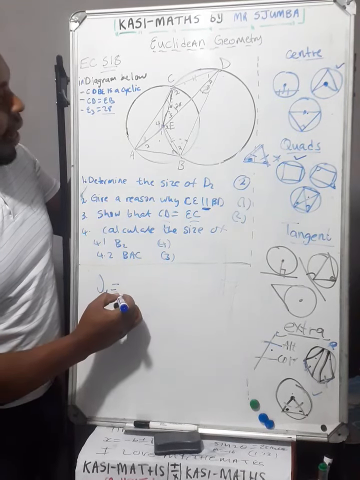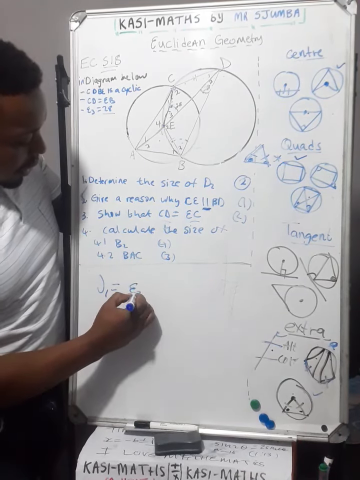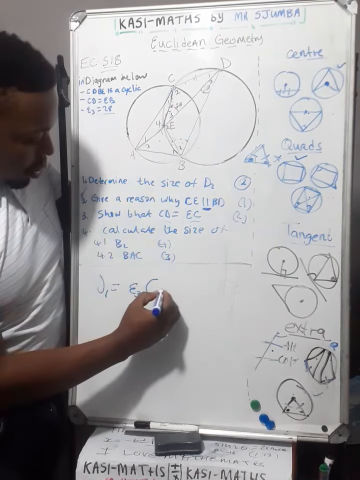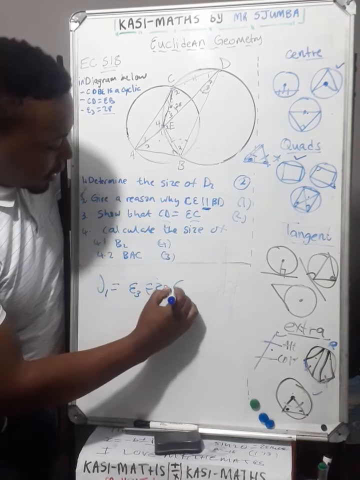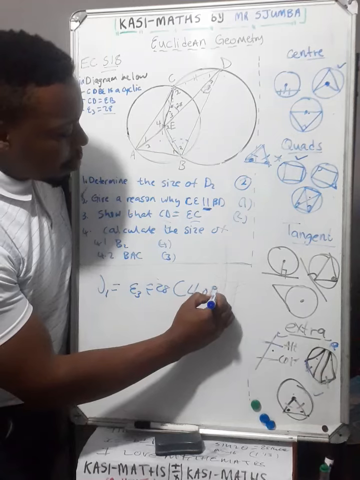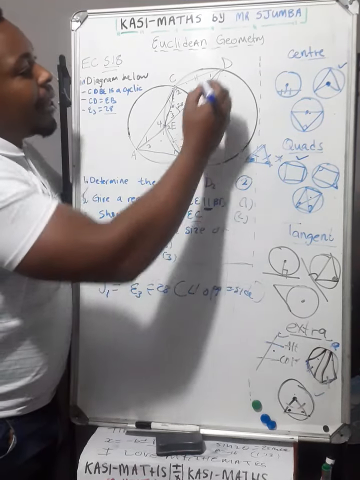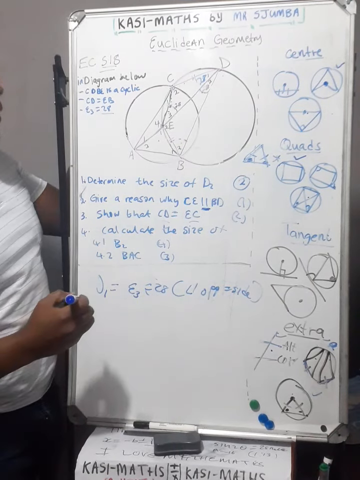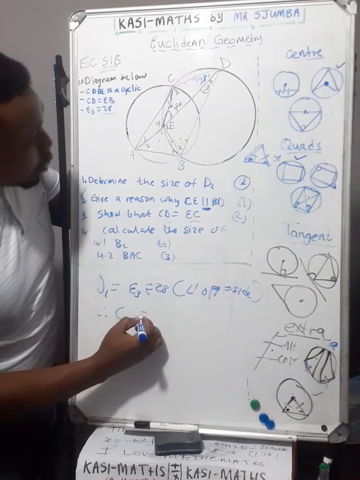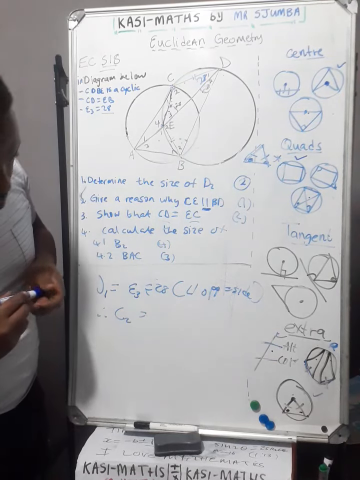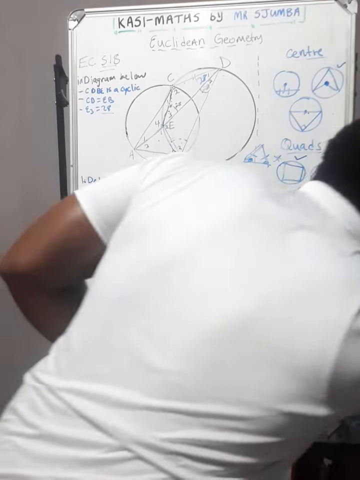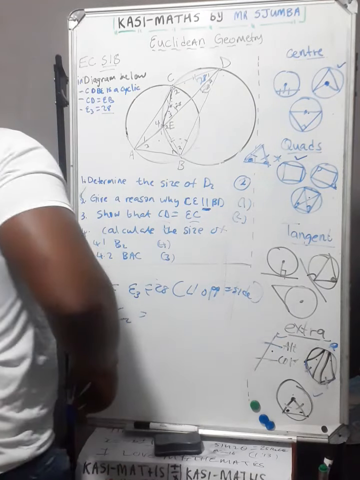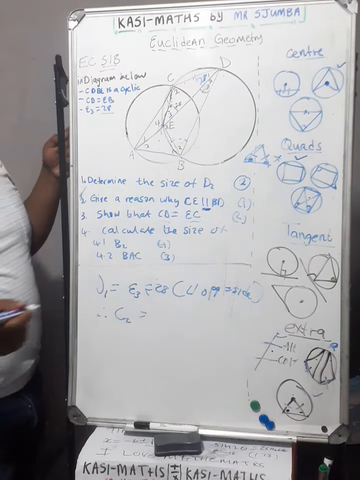D1 is equal to E3. Why do we say D1 is equal to E3? Because they are equal to 28. The reason is angles opposite equal sides. These sides are equal, it's proven above. We already know here that it is 28 degrees. So therefore C2 will equal, where is my calculator? Hold on, the calculation.